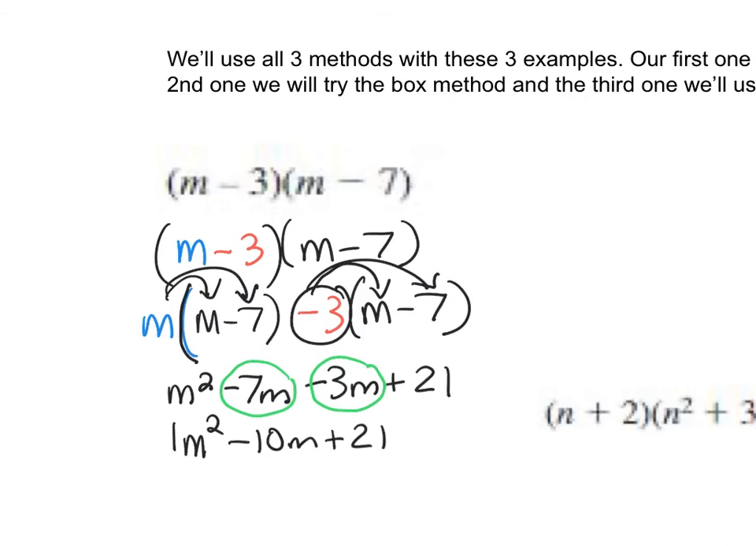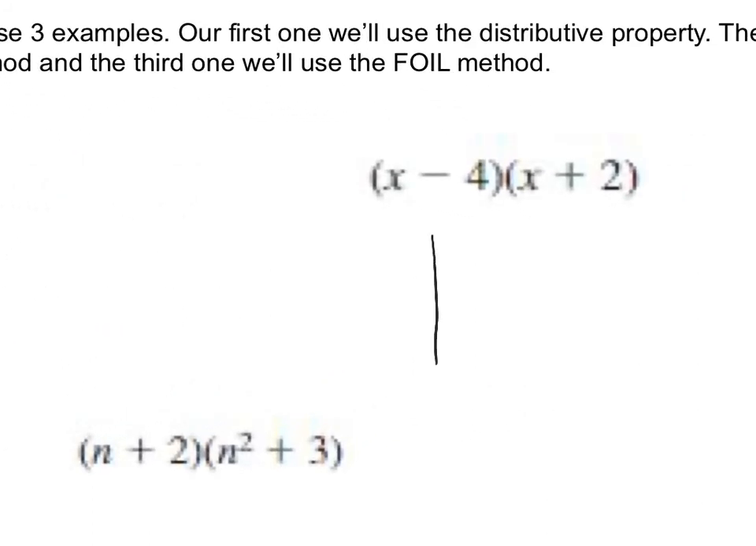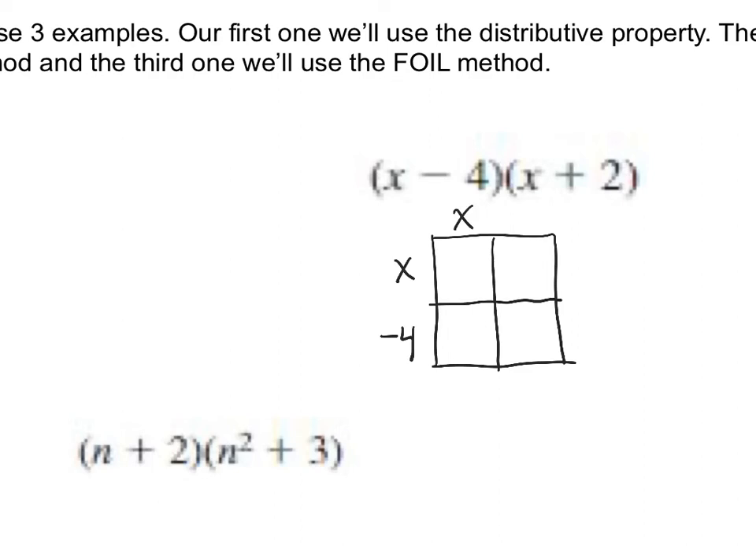Okay, double distributive. Now we'll do the box one for the second one. So you create a 2 by 2 box because you're doing binomials. And I would say x minus 4 and x, and you can say plus 2, I'm just going to do positive. So I'll include the sign if it's negative.